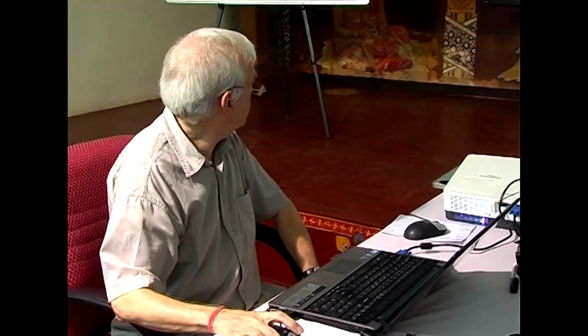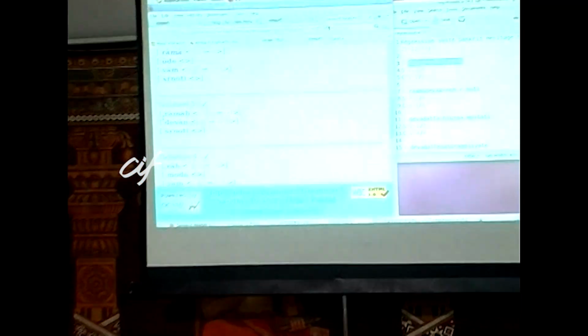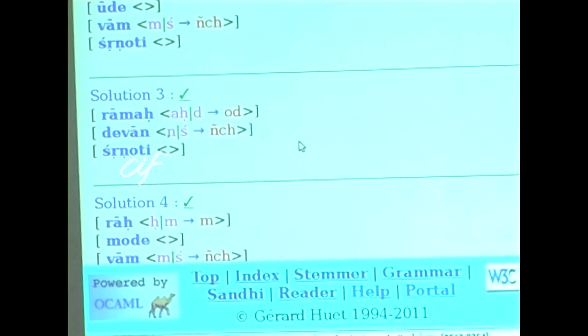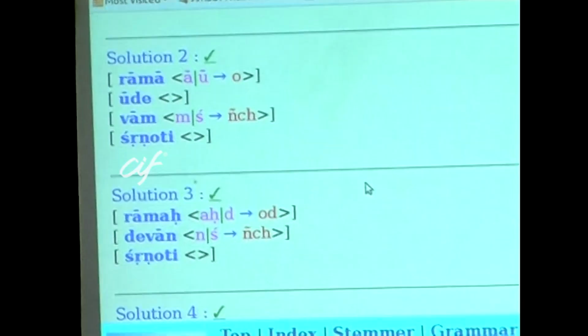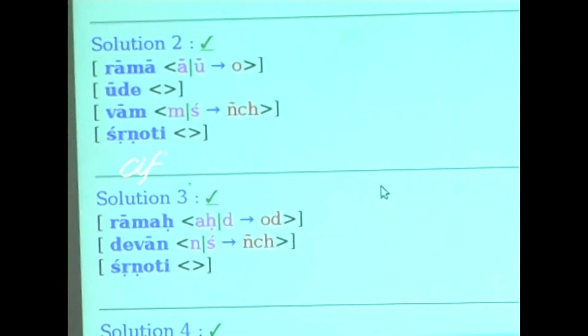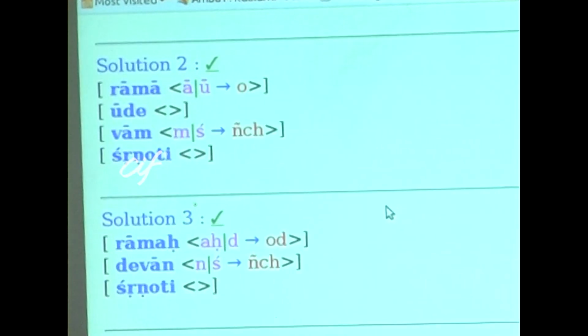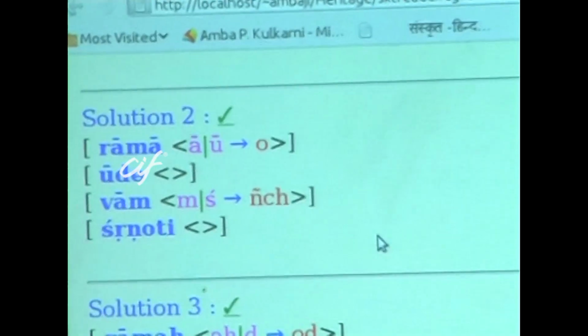Here you have the same Sandhi rule between Devan and Srimati. And let us see, between all options, all possible answers. He wants to see all the answers. Next solution. Rama, what is the first one? Rama, Ude, Vam, Today, Vam, Shanoti.